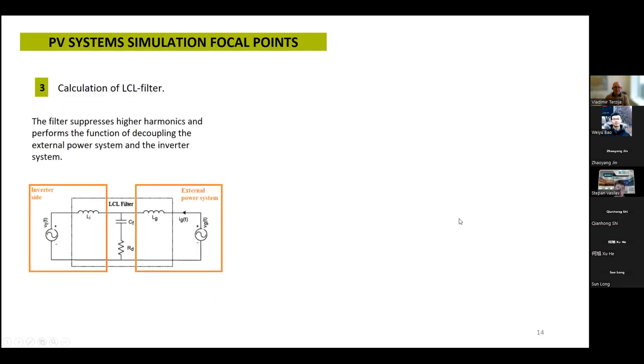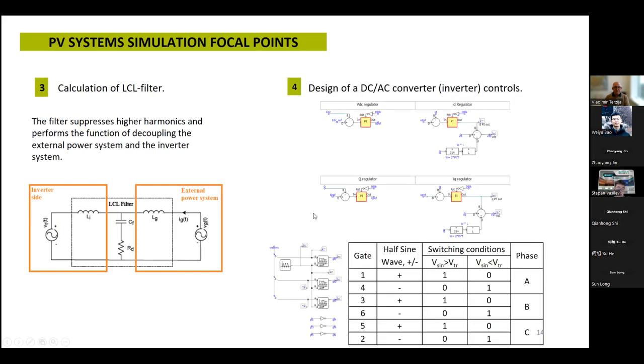In the third step, the filter was calculated. The filter suppresses higher harmonics and performs the function of decoupling the external power system and the inverter system. And the last step is the inverter control design.